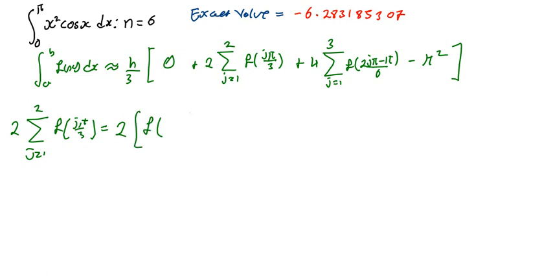We are starting from 1. That is going to be pi over 3 plus f of, plug in 2. That's going to be 2 pi over 3 plus f of, plug in 3. That's going to be 3 pi over 3. That's just going to be pi, like that.